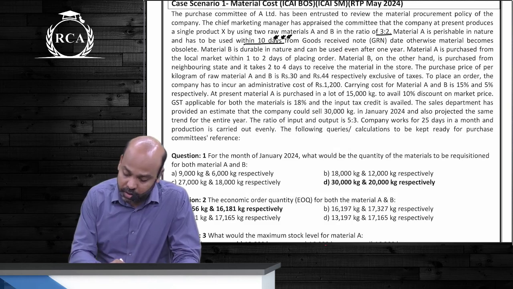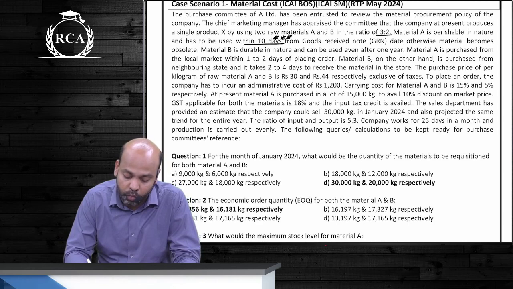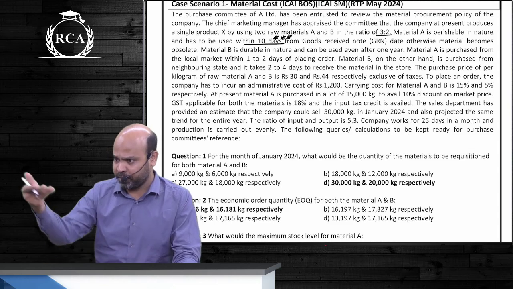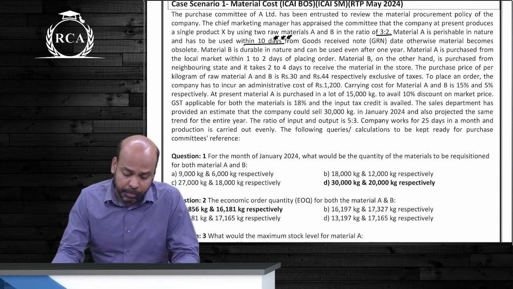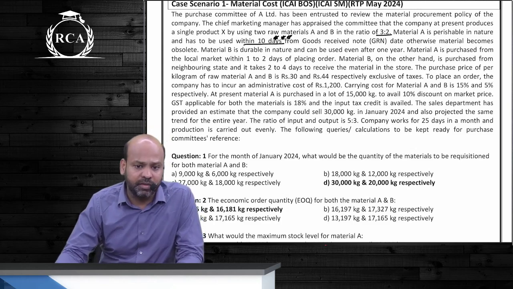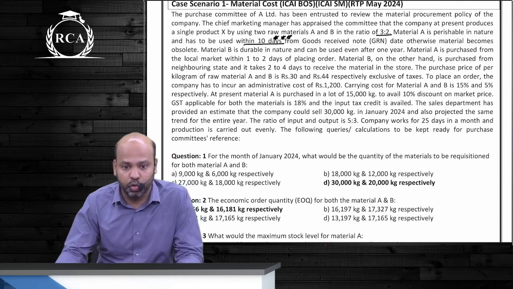Where was I, beta? Yes. Material B is durable in nature and can be used even after 1 year. So nothing with material B, guys. Irrespective of the quantity purchased, it can be used for a good number of years. Material A is purchased from the local market within 1 to 2 days of placing the order. So the lead time is given, guys. For material A, minimum lead time is 1 day, maximum lead time is 2 days.